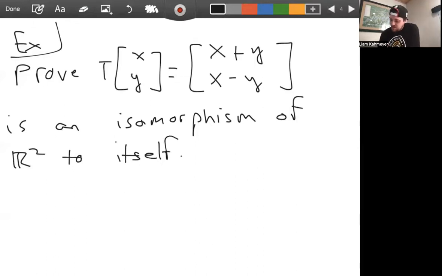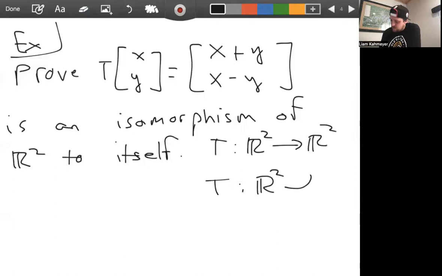Sometimes you'll see this as T, a map from R2 to R2, or you may see T as a map from R2 to itself. Sometimes we see this notation as well. So how could we show this?